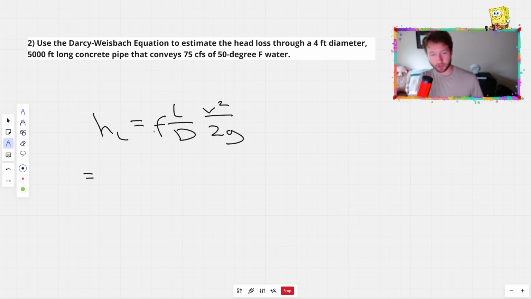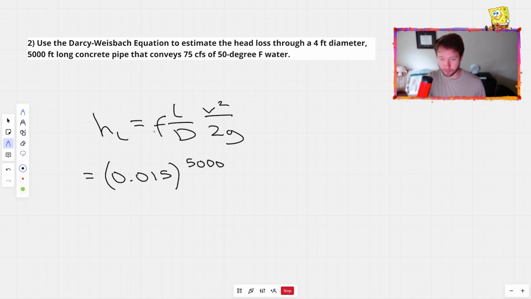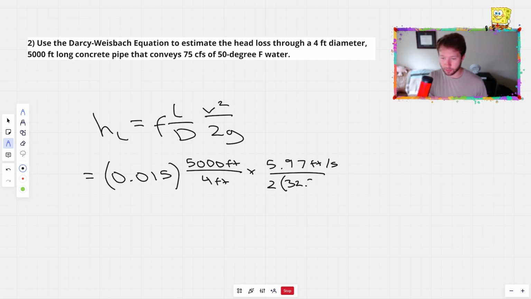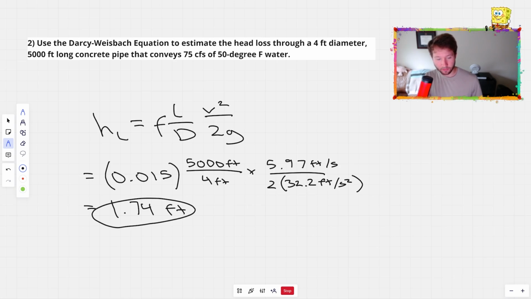All right, so here's our equation again. Let's do it. We found our friction factor to be 0.015. The length is 5,000 feet. Diameter is 4 feet. Our velocity that we found earlier, 5.97 feet per second, over 2 times 32.2 feet per second squared. And we plug all that in, we get about 1.74 feet of head loss.